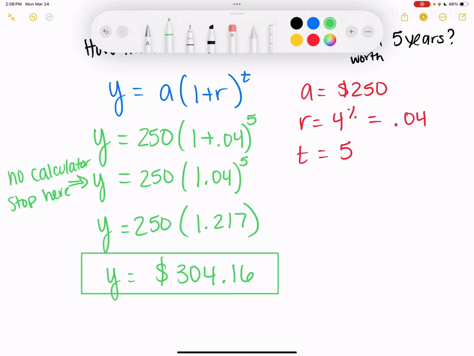So, anyways, does that make sense? Yeah. And then depending on obviously what rate they give you, that would change the answer as well.